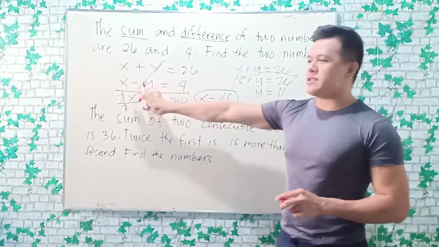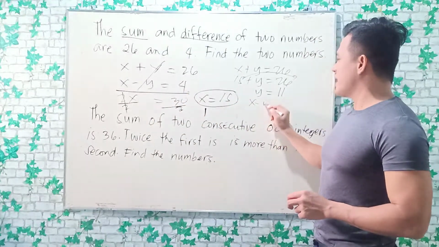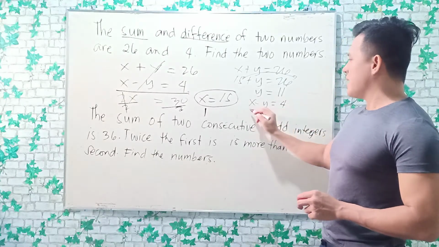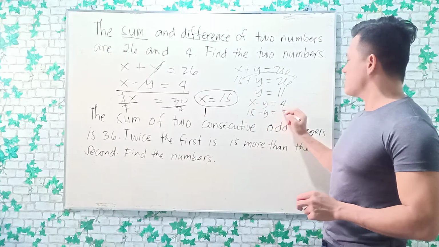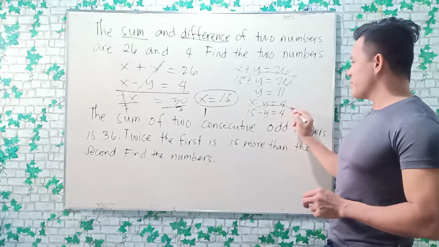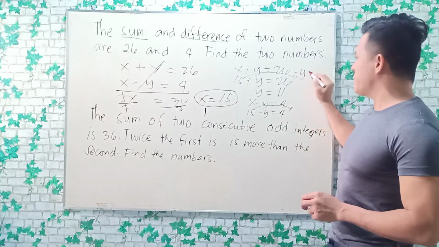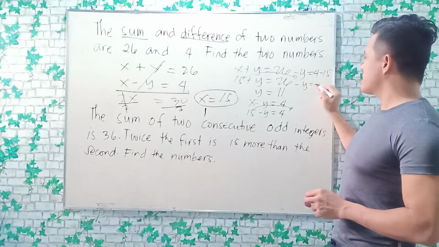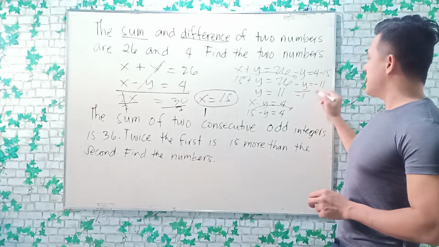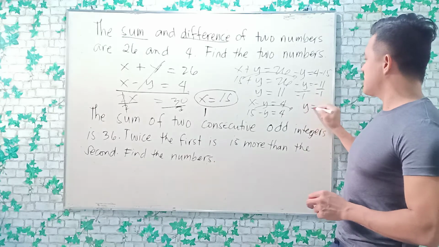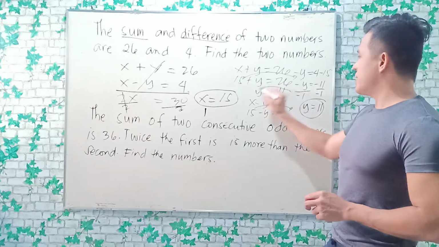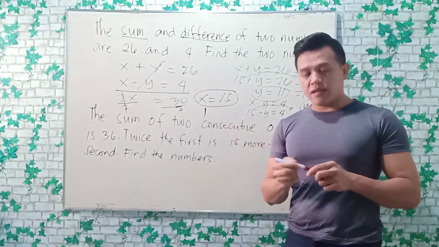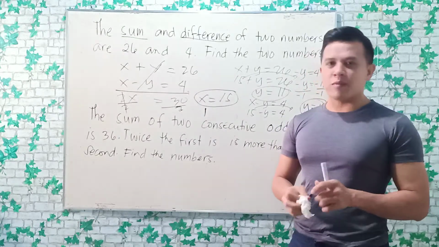Or you can use the second equation, x minus y is equal to 4, and 15 minus y is equal to 4. Transposing this one, we have negative y is equal to 4 minus 15, and negative y is equal to negative 11. Dividing by negative 1 and negative 1, y is the same as 11. So there you go. This is very basic for word problems or number word problems.